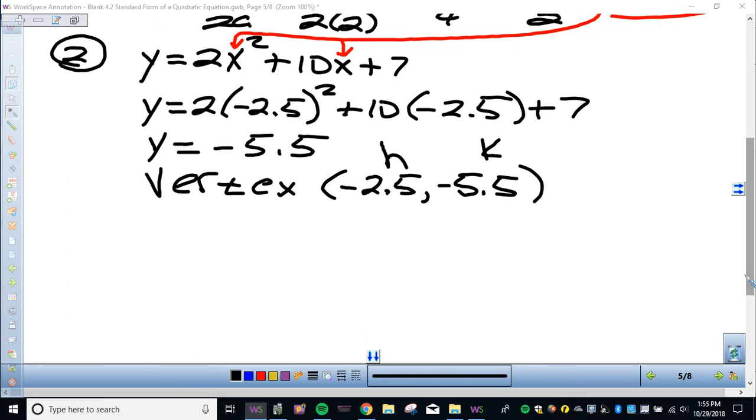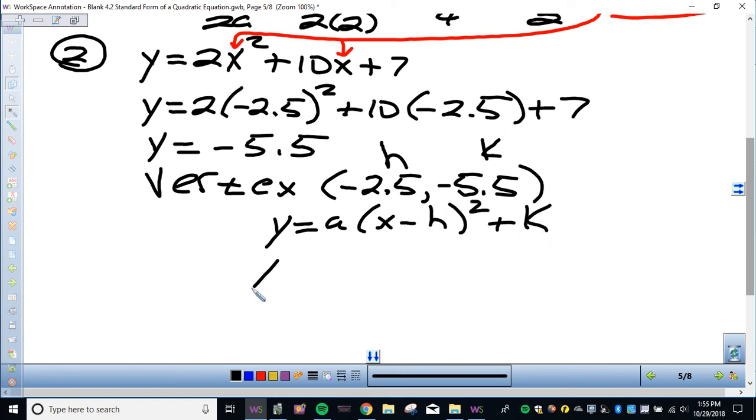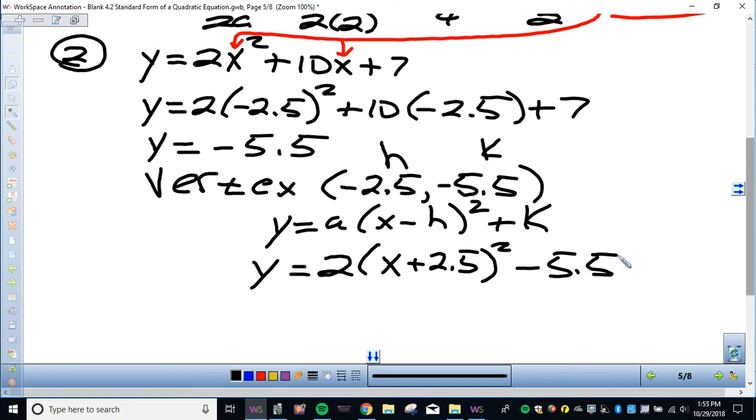So I'm just going to rewrite vertex form here. y equals a(x minus h) squared plus k. So y equals, in our case, a was 2. Opposite sign in the parentheses, so plus 2.5 squared minus 5.5. So the a's are the same in standard and vertex form. That's important to remember.